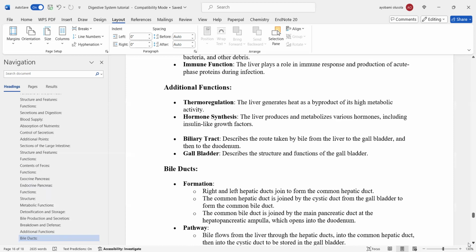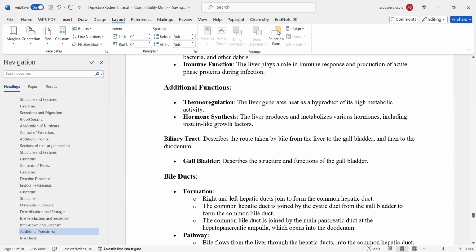So we have what we call the biliary tract. This biliary tract is the route taken by bile, that has been produced from the breakdown of hemoglobin, from the liver to the gallbladder and then to the duodenum. So bile is produced from the breakdown of hemoglobin, then it moves from the liver to the gallbladder, then to the duodenum. This path from the liver to gallbladder to duodenum is what we call the biliary tract.